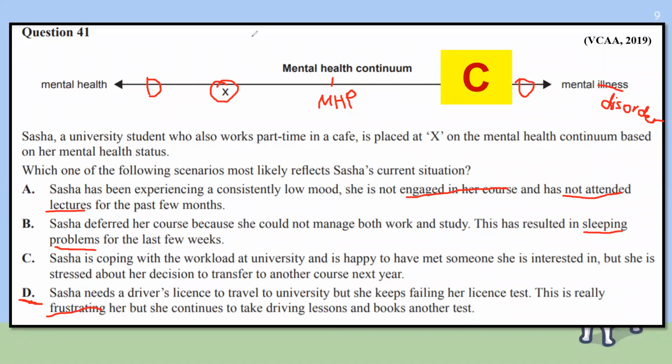So in order to pinpoint where C is located, C would be best located at the actual X that we were shown in the question. It's because Sasha is coping with the workload, so she is showing some level of mental health there, but she's also showing some level of stress about her decision to change her course next year. So that's why option C would be most accurately situated at the X that was shown in the question. That's the kind of explanation or rundown.